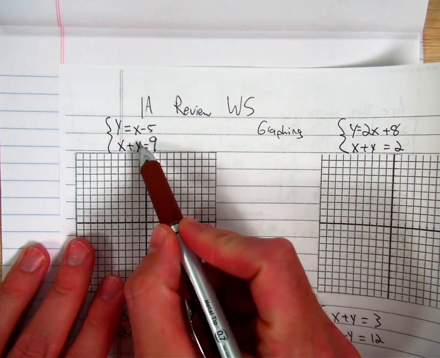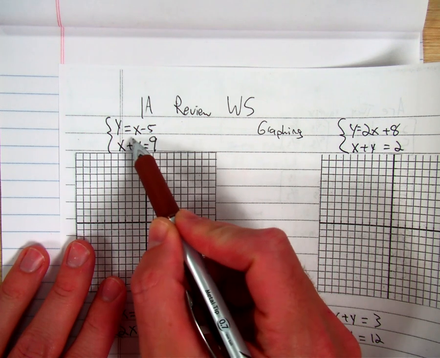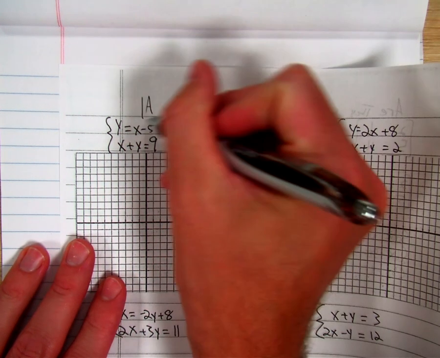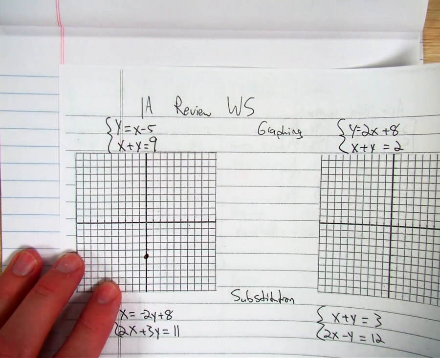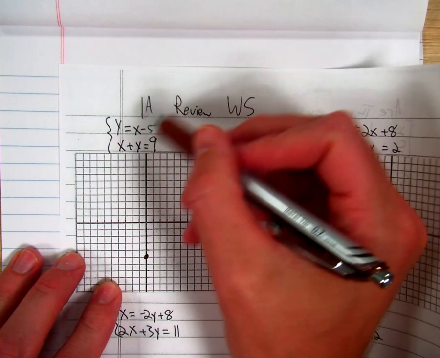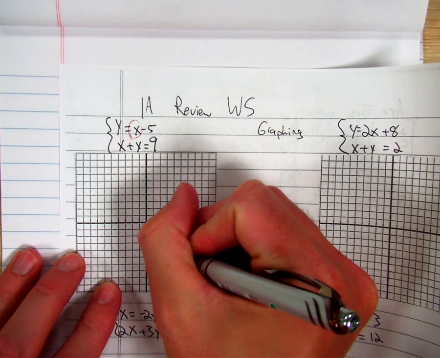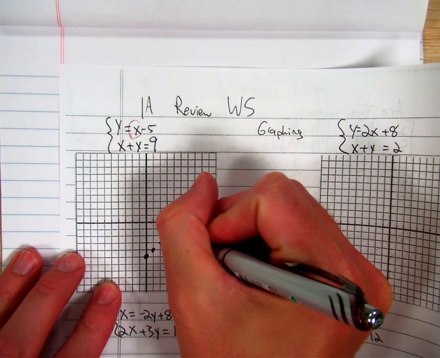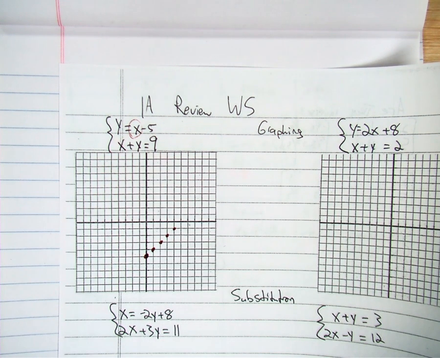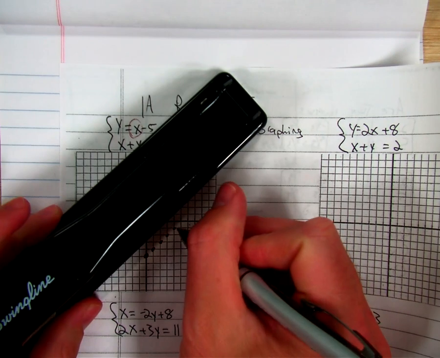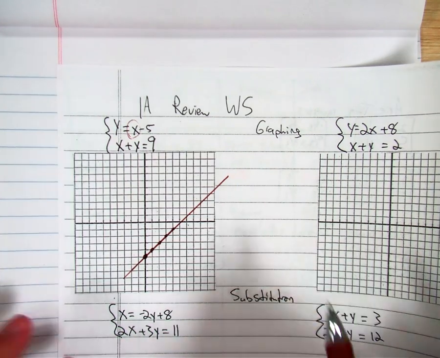Okay, so we have y equals x minus 5. Already in a friendly form, slope-intercept form, we're going to start at negative 5. 1, 2, 3, 4, 5. And then our slope is 1x, so we're going to go up 1 over 1, and we'll get a handful of slope dots on our graph. And we'll use a straight edge to make a nice line.